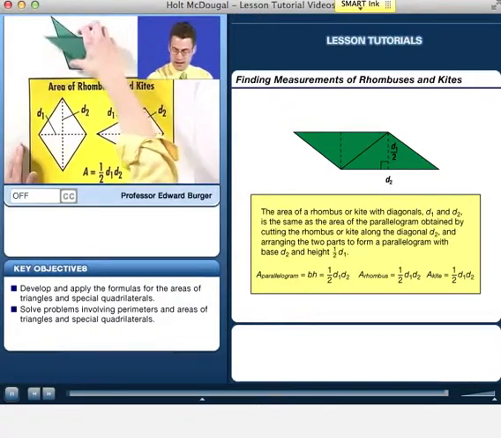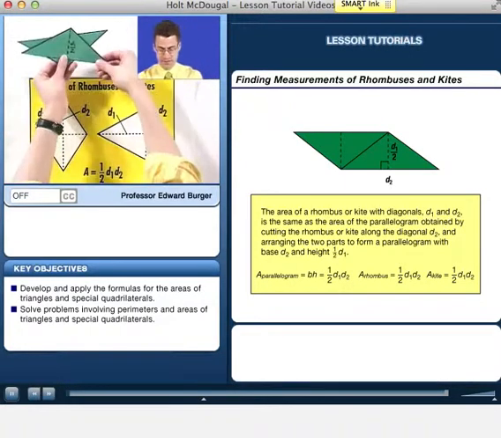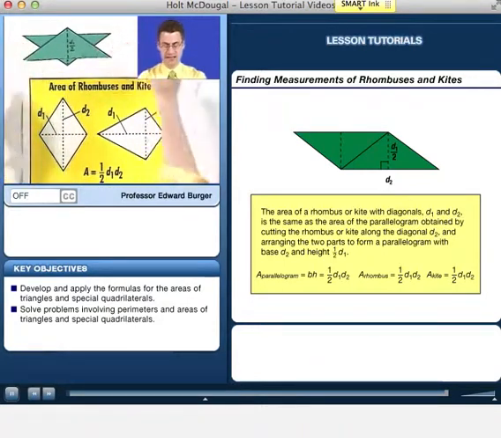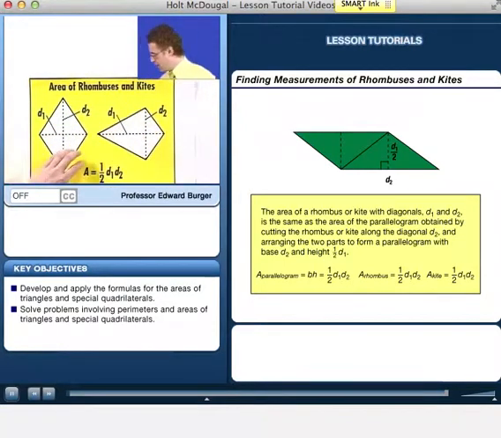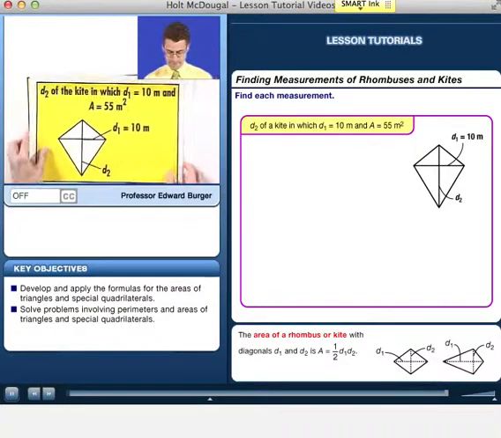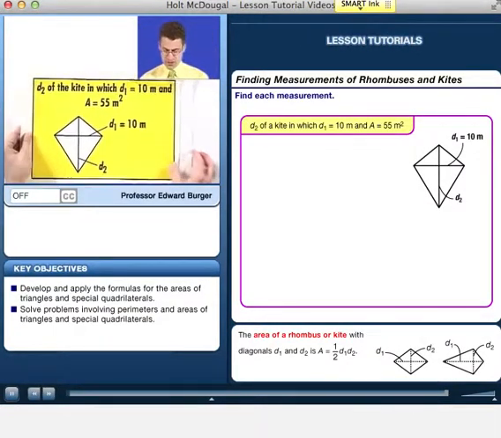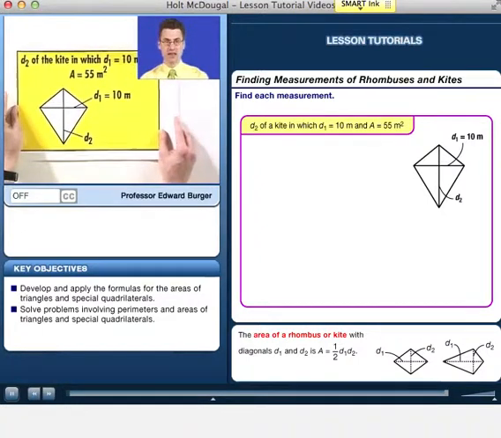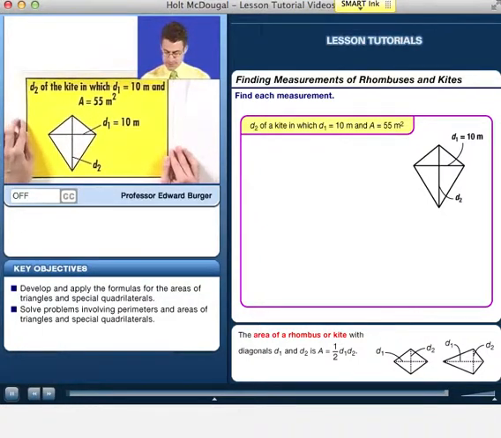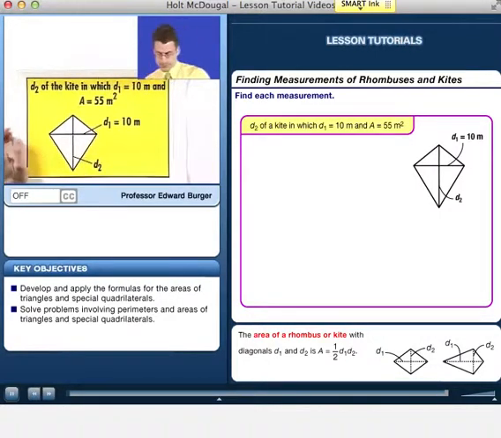All right, let's apply it. See this thing in action. Look at that pretty shape. Look at that. Nice. All right, here we go. I want to find D2, so one of the diagonals. If I know that the other diagonal is 10 and the entire area is 55, well, what do I do?